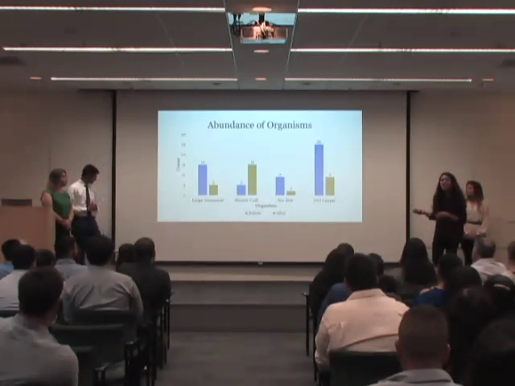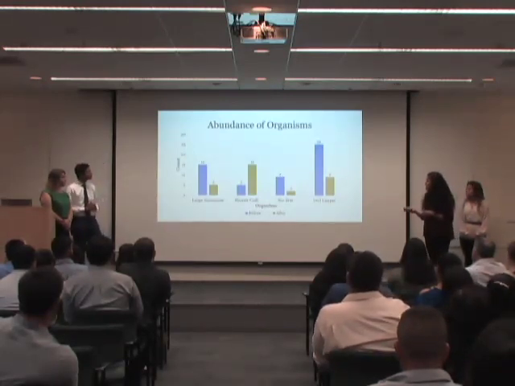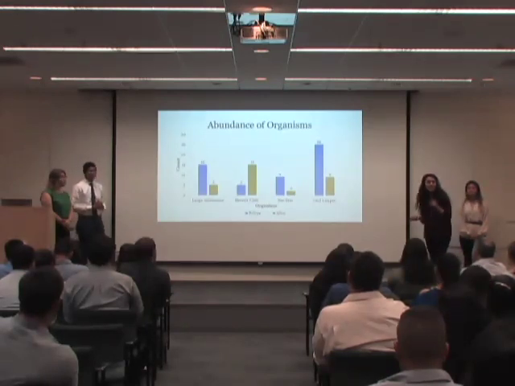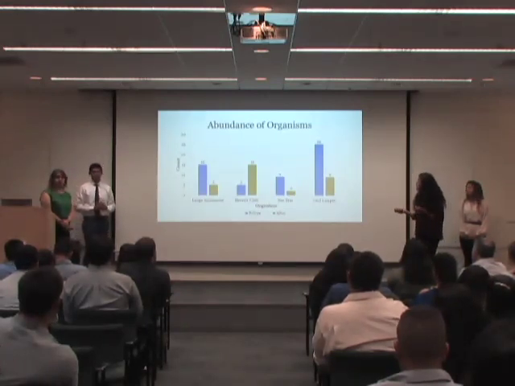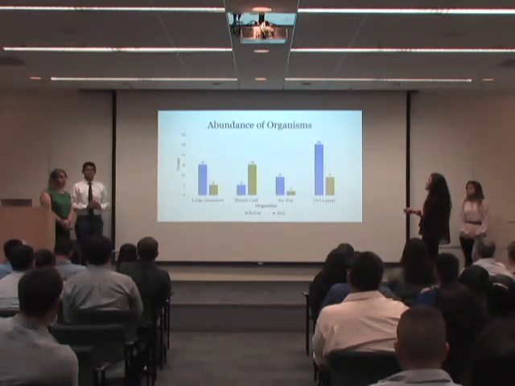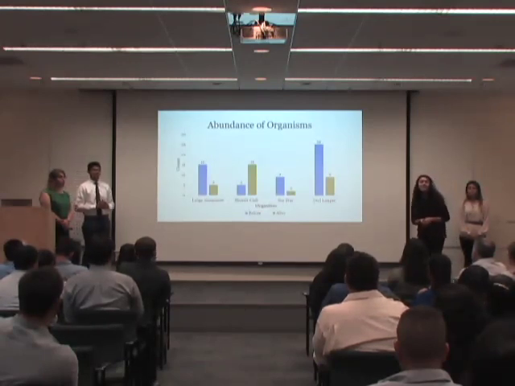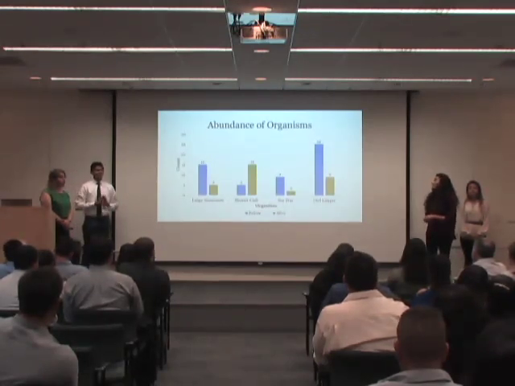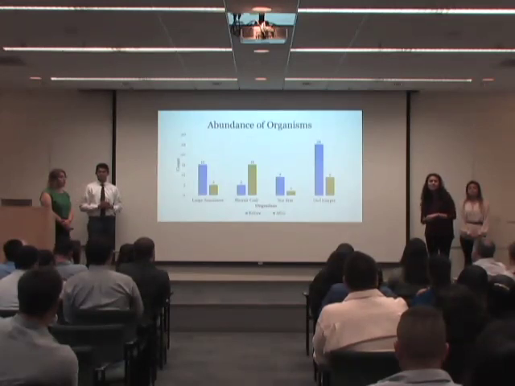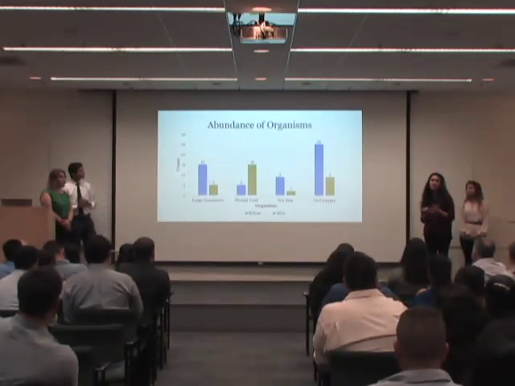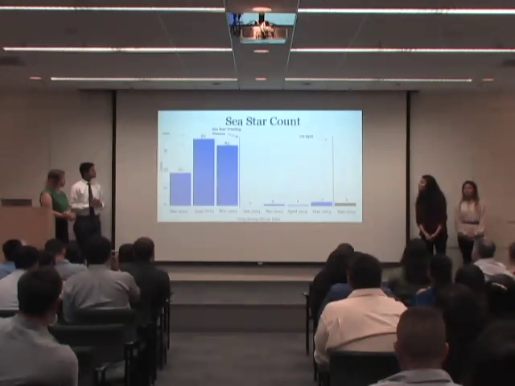And on the y-axis, we have the count. The blue is the data previously recorded, and the green is the data we collected after the oil spill. All of the organisms, we saw a decrease with the exception of the hermit crab. We actually saw an increase. And one of the reasons why that might have happened is that when there's a disturbance in an ecosystem, some organisms suffer while others thrive.